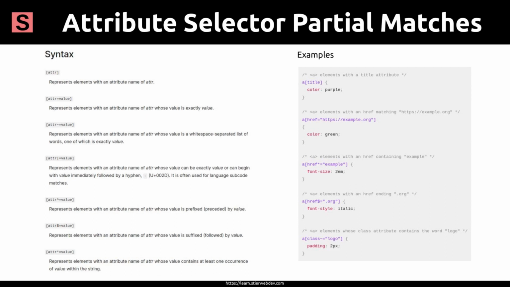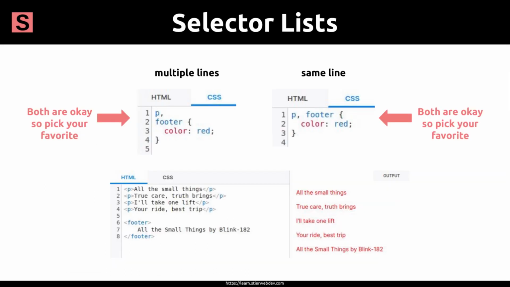One last quick note about attribute selectors. You can partially match attributes with the attribute selector. There's a whole set of rules that you can read about on your own time to learn to do that. It isn't super common, so we aren't going to be spending any time on it in this course, but it's good to know that it exists.